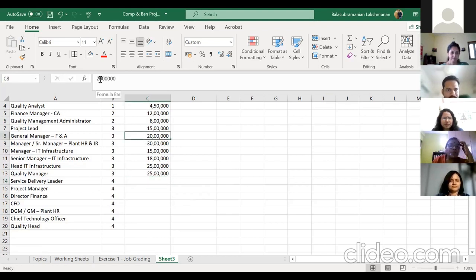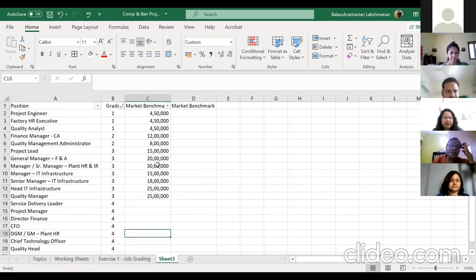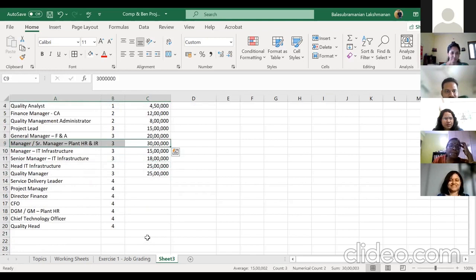And how many jobs more to go? 1, 2, 3, 4 jobs. You can do 4 more. Okay, DGM HR, 18. Till 18 you can do, that's good enough. Here it is suggested as 30 and general manager as 20. It has to be more than 50. Yeah, it's one step above that. Right?